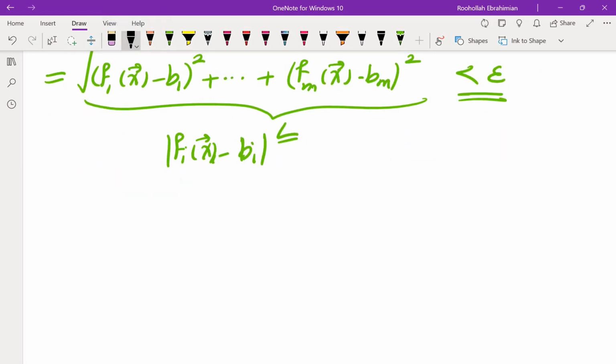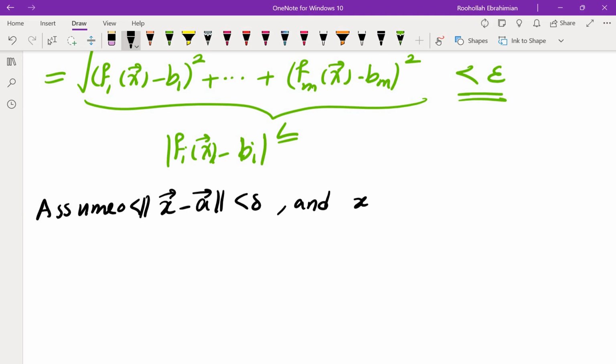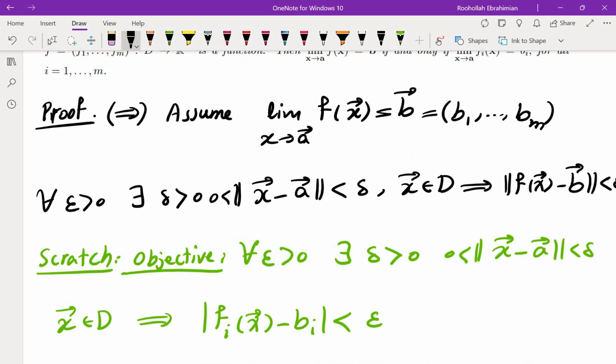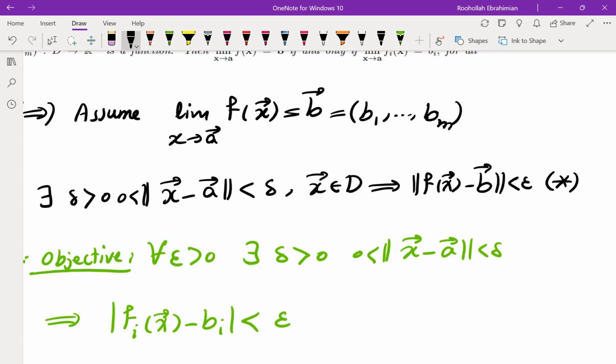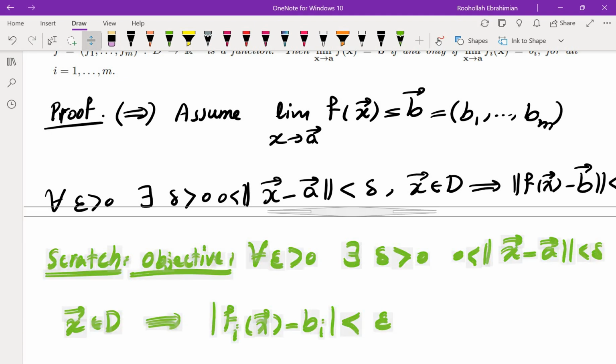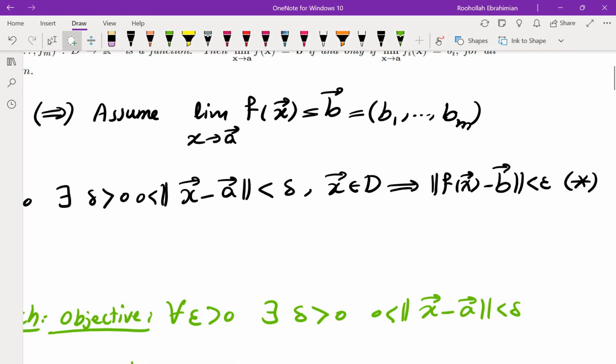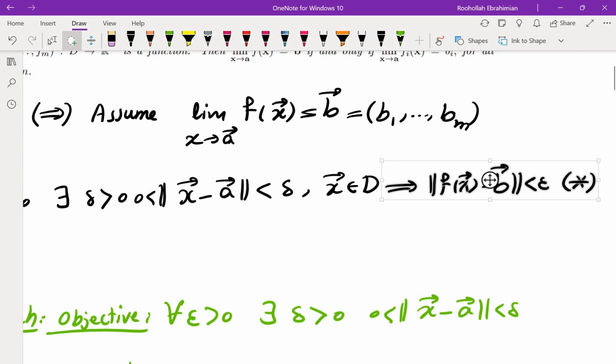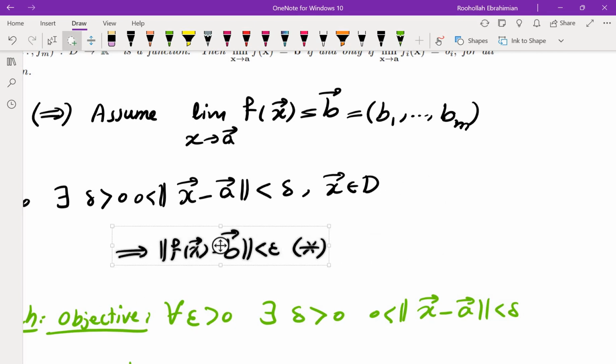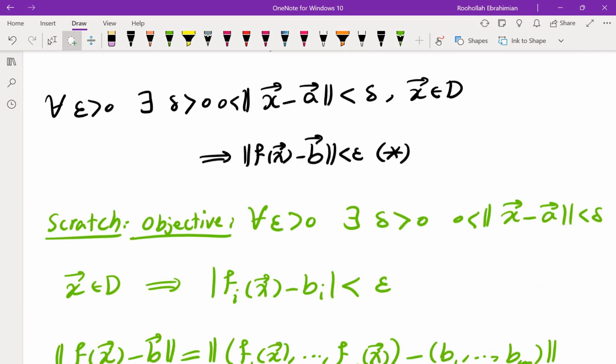Now, let's write it down. So assume |x - a| is less than delta, more than 0, and x is in D. So by what we have above, which I'm going to call star, what I get is that the distance between f(x) and b is less than epsilon.